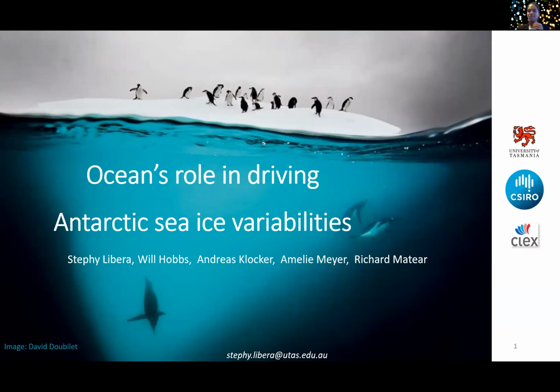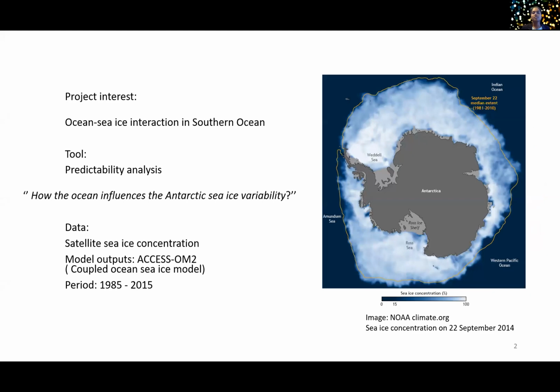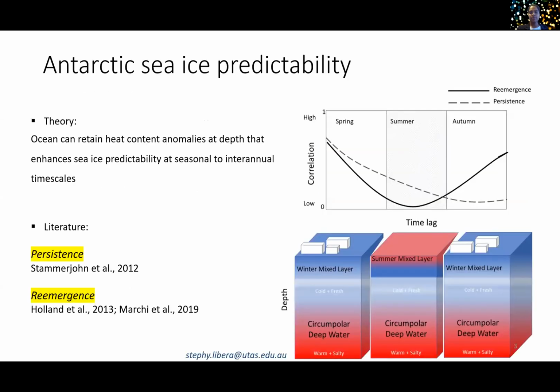Hi everyone, I'm Steffi and I'm a PhD student from the University of Tasmania. I'll be presenting my research on the ocean's role in driving Antarctic sea ice variability. For my project, the interest is in understanding the ocean and sea ice interactions in the Southern Ocean. For that, we are using predictability as a tool to look at how the ocean influences Antarctic sea ice variability. In this analysis, we'll be using both observations, that is satellite sea ice data, and also model outputs. So the focus is on predictability.